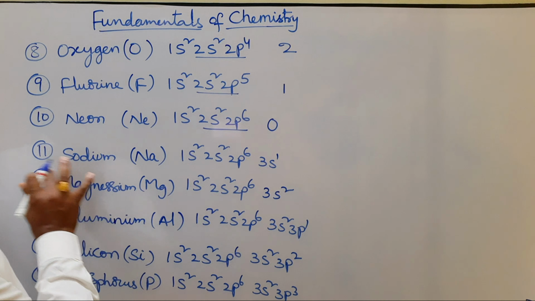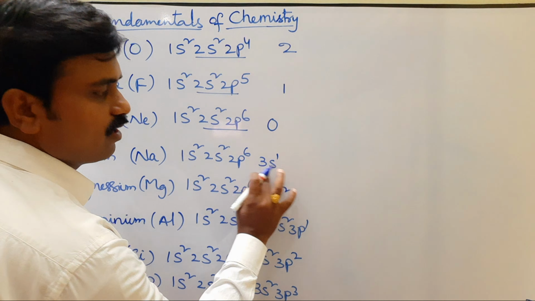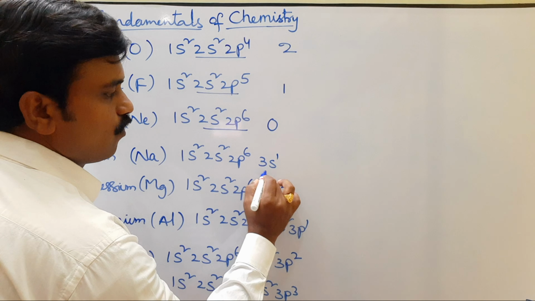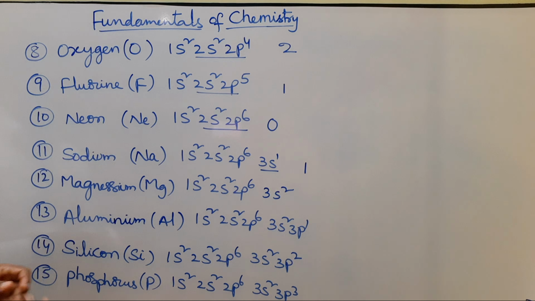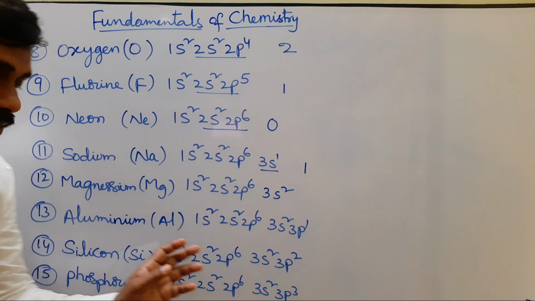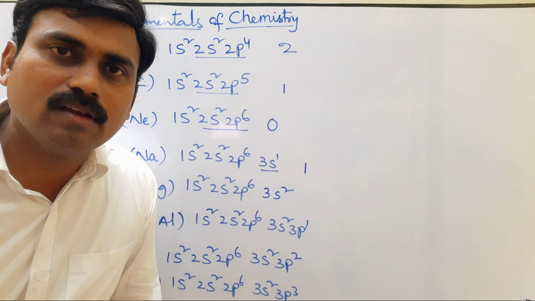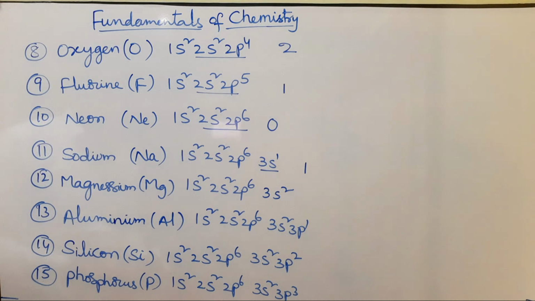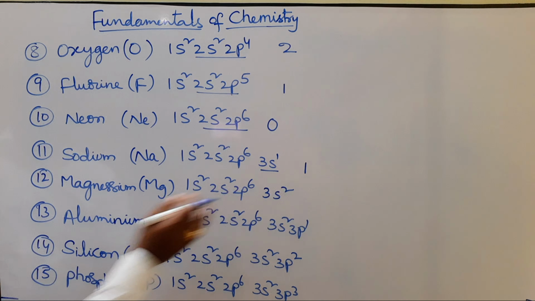Sodium atomic number is 11. Its electronic configuration is 1s2, 2s2, 2p6, 3s1. It has only 1 electron in its valence shell. That's why the valency of sodium is 1. Sodium's symbol is Na. Why? Actually it has a Latin name. Its old name is natrium. The current name is sodium.